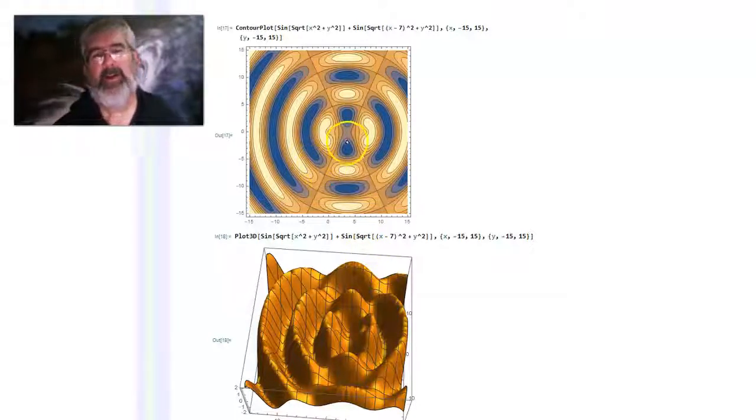But looking at the contour plot is a really good way of getting a sense of what a three-dimensional surface looks like by just plotting curves in 2D in the plane. Contour plots. Enjoy.